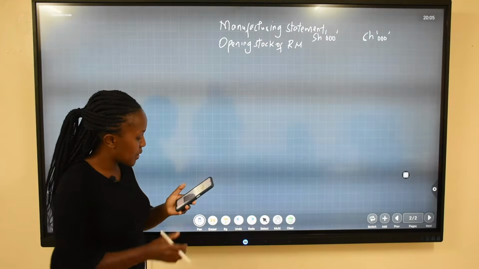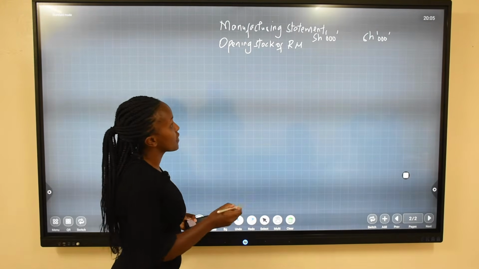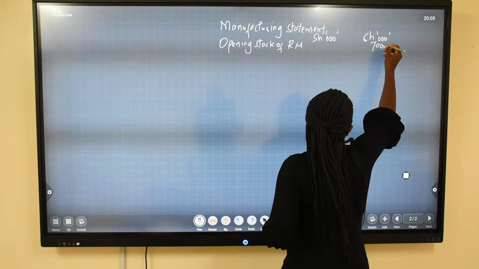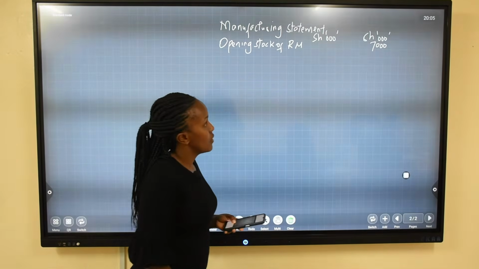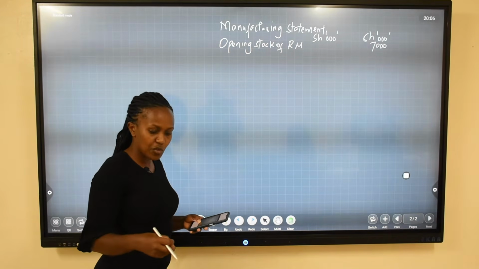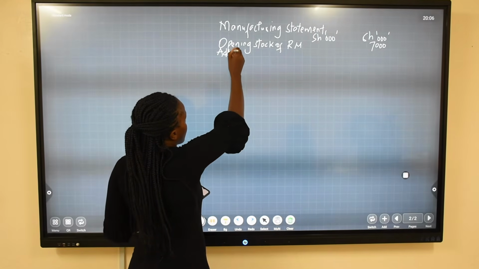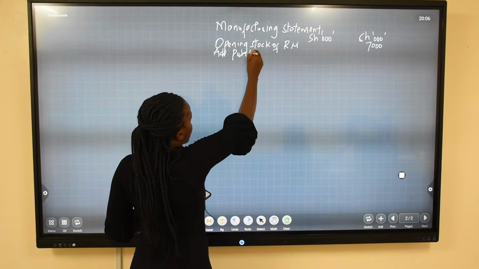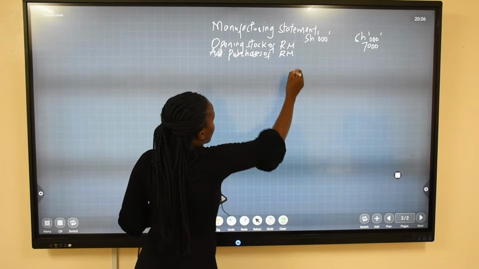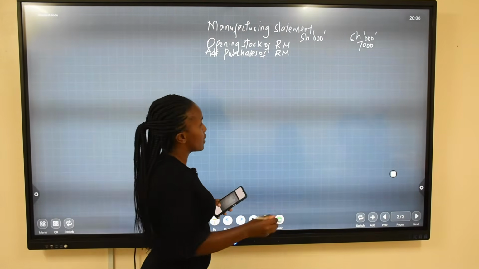So allow me to use the short form for opening stock of raw materials. So at the beginning of the period, the opening stock of raw materials was 7,000. The figures are in thousands. So that means it's 7 million. We have 3 zeros up there. During the year, we also purchased raw materials. So we add purchases of raw materials. The purchases of raw materials was 38,000.